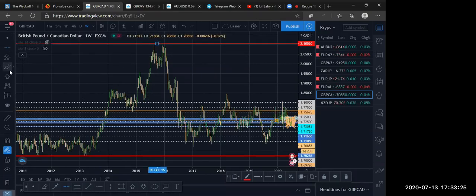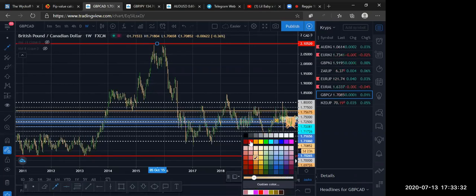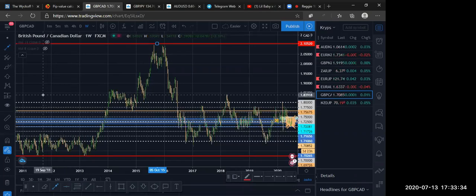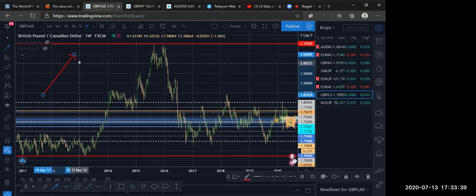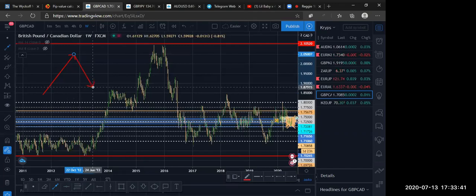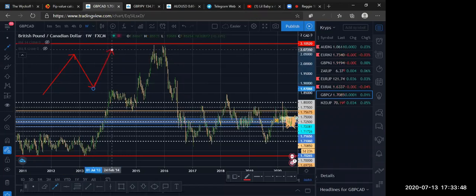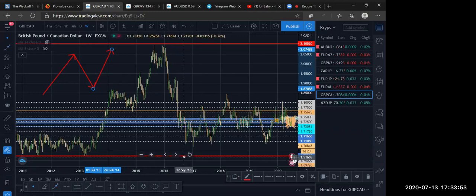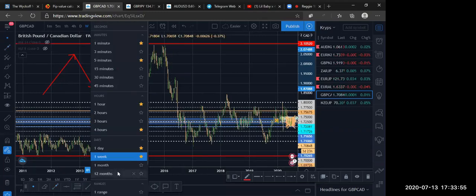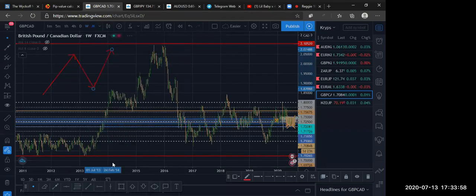So all of this is telling me is that this was just a big up move. We're currently in a pullback on the weekly. So you could definitely expect a new high. On the weekly, it's going to take us a very, very long time to get up there. But I wouldn't be surprised if that's the case.